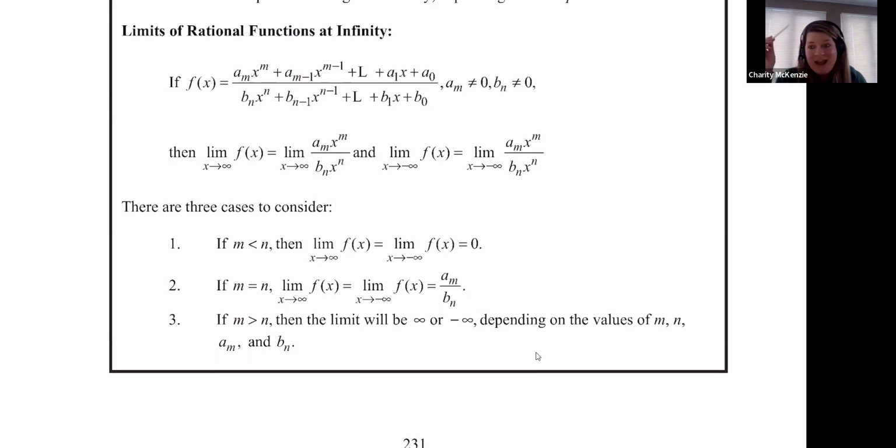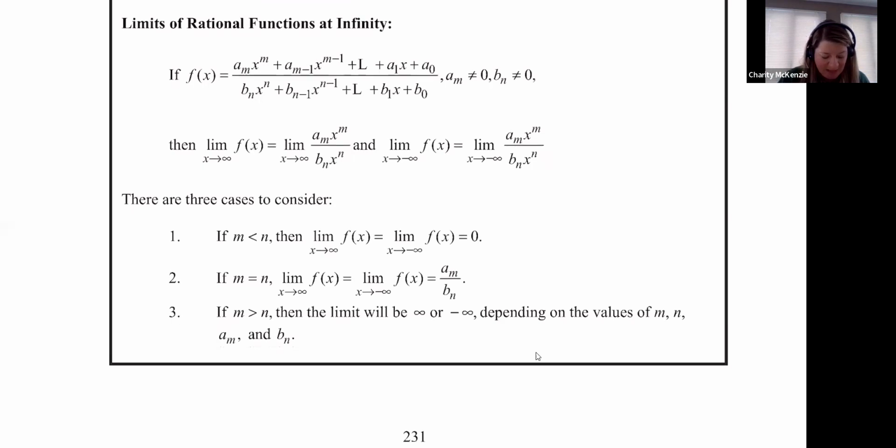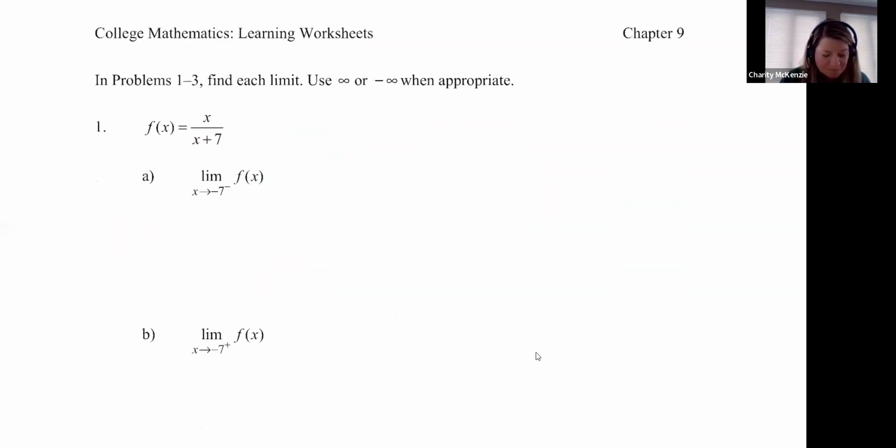But if you have an x to the third over an x and you're putting in bigger and bigger and bigger numbers, you're going to infinity. You might be going a little slower than the numbers you're putting in because it's dividing, but it is still going to infinity if the top has a higher exponent. Okay, let's actually do some problems.